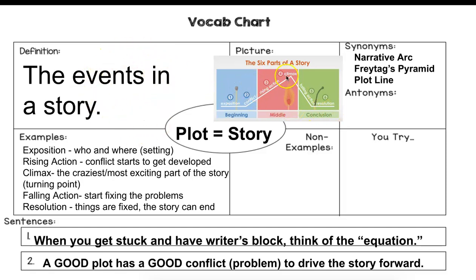Usually there's 6 parts of a story. Sometimes people change these, so it's something a little different, but for the most part, you see this in general. You've got how the story starts, exposition, the who and the where and the what. Then, rising action is really important, and you'll hear me say this probably 15 times while you're in my class, but you don't have a story if you don't have a conflict. So rising action is where that conflict is starting to get developed.